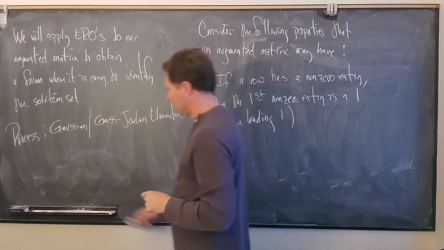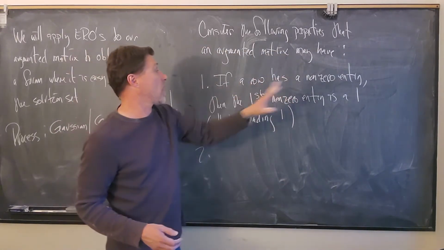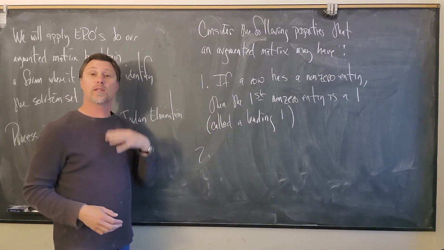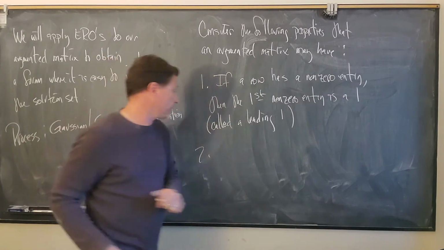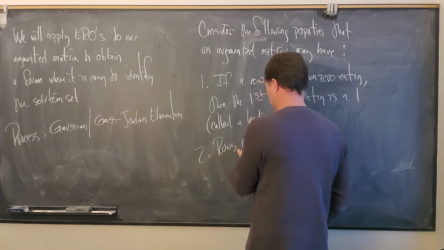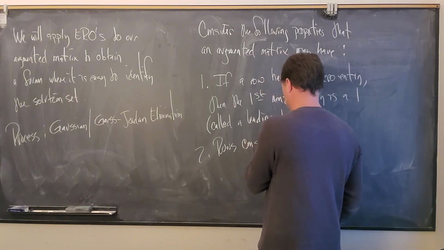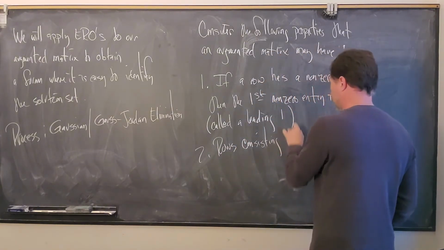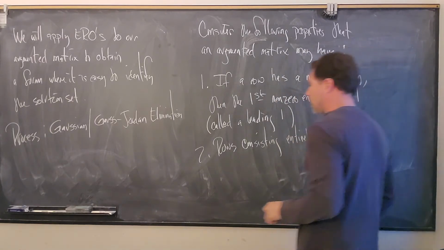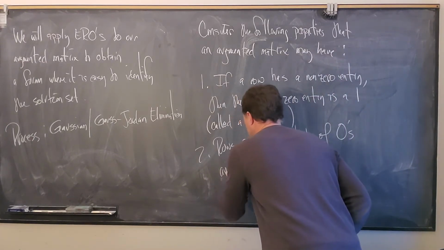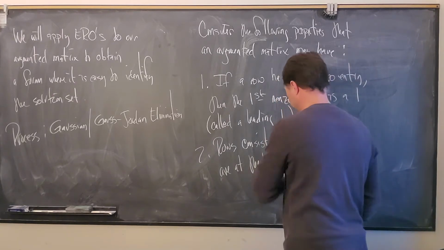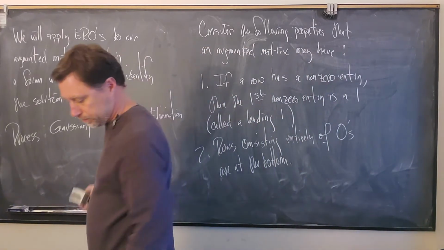Second property. Here we're referring to rows that have non-zero entries. It's possible that you have a row that consists entirely of zeros. Such a row needs to occur at the bottom. So rows consisting entirely of zeros are at the bottom. So there's property 2.